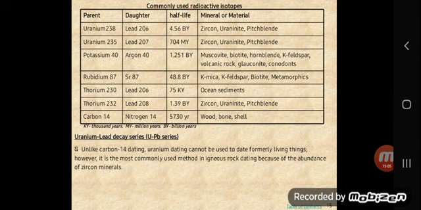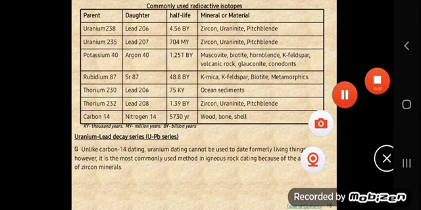So, the uranium-lead decay series. Unlike carbon-14 dating, uranium dating cannot be used to date formerly living things. However, it is the most commonly used method in igneous rock dating because of the abundance of zircon minerals. The subscripts 235 and 238 are the atomic mass numbers of the element. Though each isotope has 92 protons in its nucleus, U-235 has 143 neutrons and U-238 has 146 neutrons.